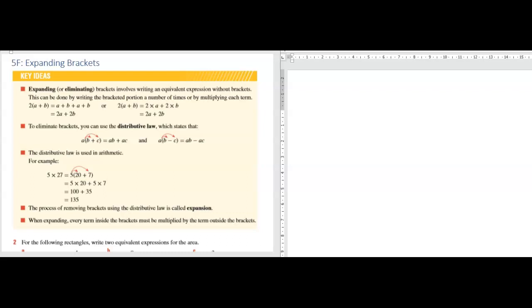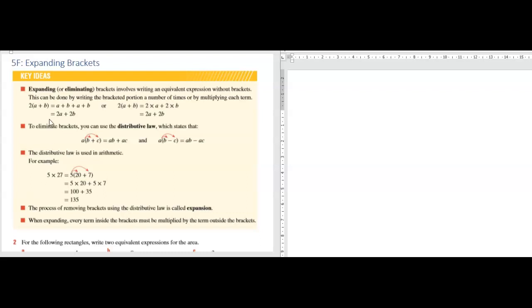Hi ladies, in this video we're going to go through 5F, which is expanding brackets. So expanding just means expanding and factorizing. So you won't see factorizing for a while. So we're just going to focus on expanding, and expanding just means you're getting rid of or eliminating brackets.